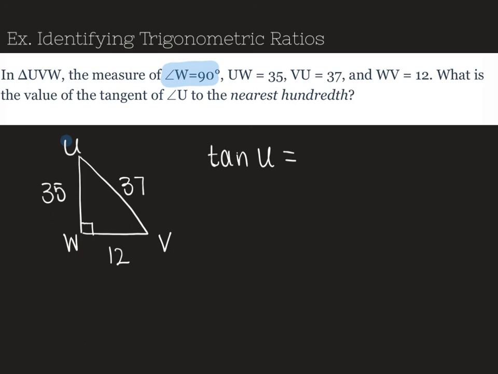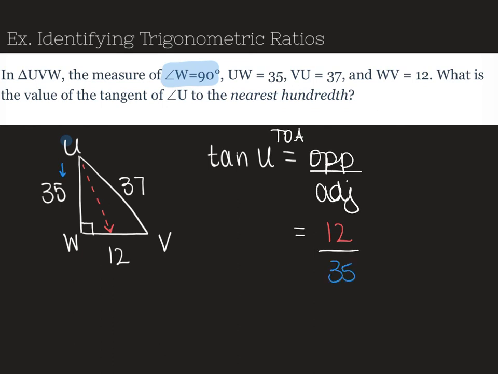So thinking back to SOHCAHTOA, remember it ends with TOA, which means that tangent is the opposite over adjacent. So we can fill in our opposite side. So I'm going across the triangle. So we have 12. And I'm going to divide it by my adjacent side, the one that's right next to it, so 35. Now this problem is asking for our value in the nearest hundredth, which means you're going to need a calculator. So we're going to have the tangent of U equals 12 over 35, and you can just divide 12 over 35, and we're going to get 0.34.